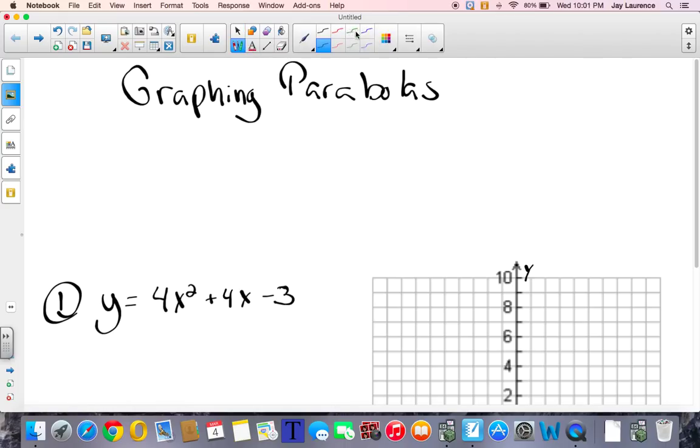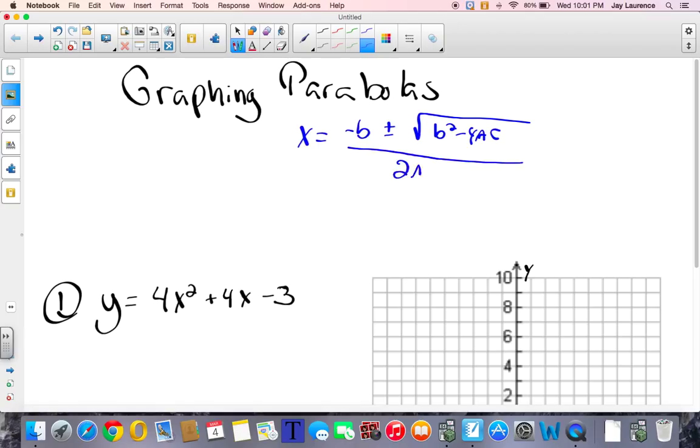To graph the parabola, we will use the quadratic formula. X equals negative b plus or minus the square root of b squared minus 4ac, all over 2a. Now, to graph a parabola takes multiple steps. Not hard, but lots of steps.